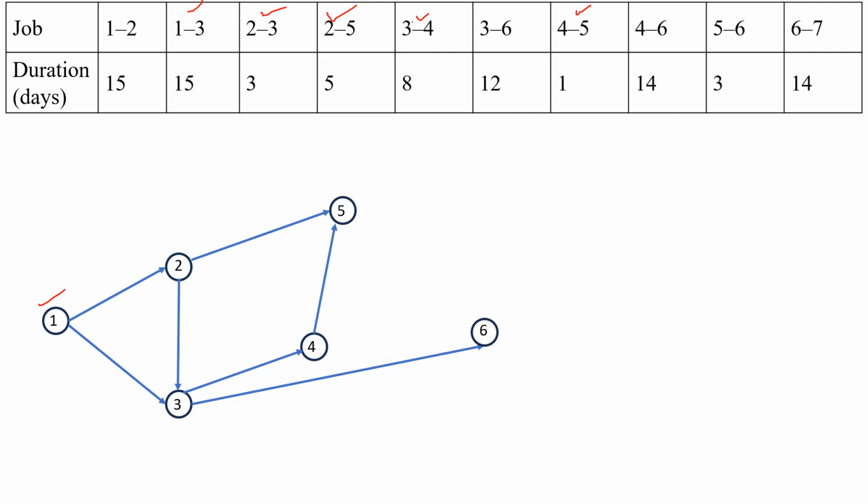And next one is 4 to 6. Already event 4 is there, 6 is also there. Then you have to draw the activity 4 to 6. Next one is 5 to 6. So from event 5 to event 6. Another one is the activity 6 to 7. So this is the network diagram.